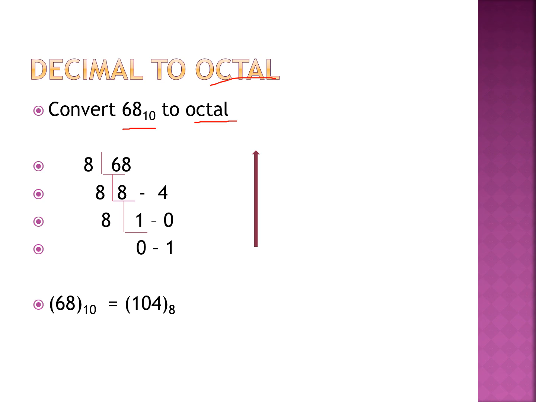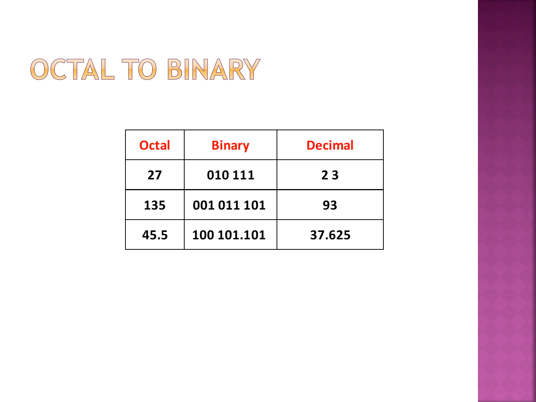Again moving from the bottom side to the top side, 1 is written first, then 0, then 4. So it means 68, which is in decimal, is converted into 104, which is an octal number.